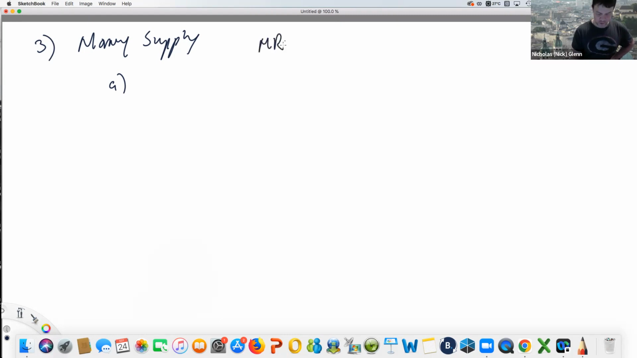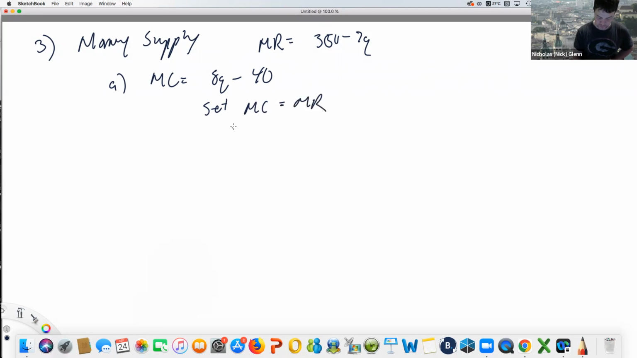The marginal revenue for both of them is 350 minus 7Q. Country A has a marginal cost of 8Q minus 40. Now, what it wants us to do is find the equilibrium quantity of money in this environment if it's competitively issued. So we just set marginal cost equal to marginal revenue: 8Q minus 40 equals 350 minus 7Q.